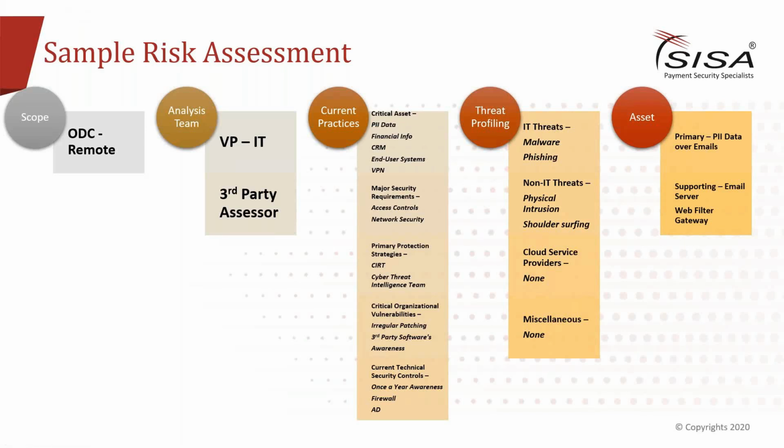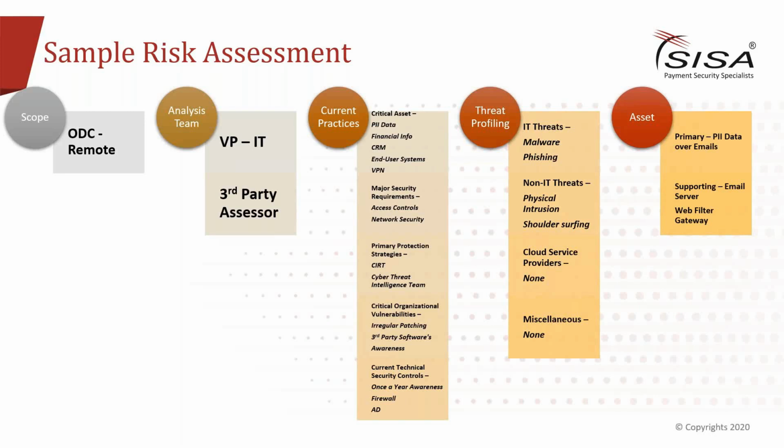The primary protection strategies, which they think will protect them if some calamity or some challenge happens, is that they will have a cyber incident response team, a CIRT team, who will be able to respond to such types of attacks and such types of breaches happening across the organization. The critical organizational vulnerabilities are irregular patching, third-party software installed on the systems, and the lack of awareness training inside the organization. And the current technical security controls are that they are conducting once-a-year awareness training, they have a firewall, they have an Active Directory, they might have a PIM solution as well, a privileged identity management solution, and the other things.